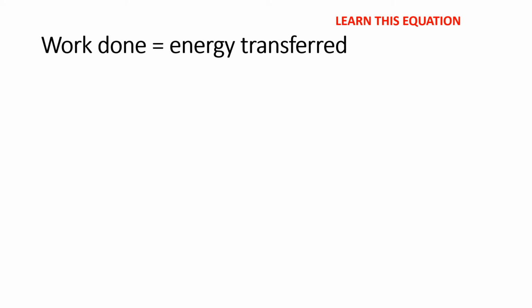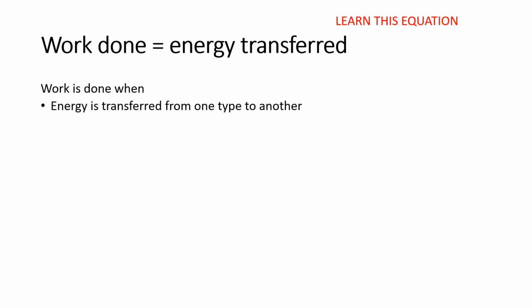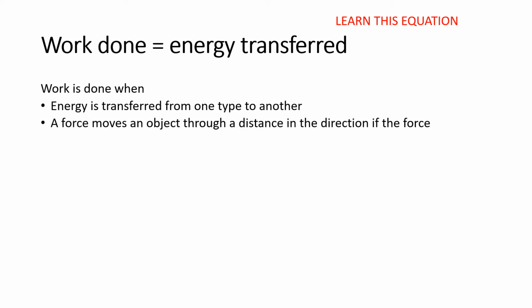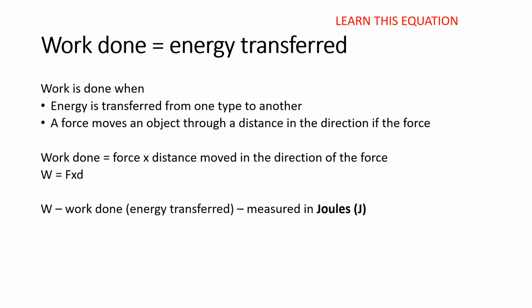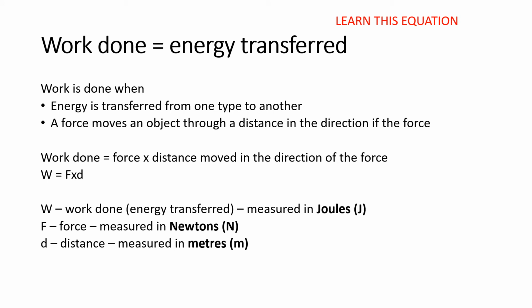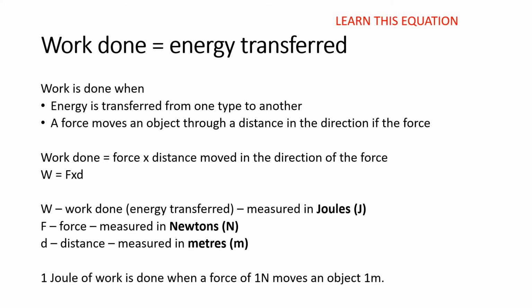Work done is equal to the energy transferred. Work is done when energy is transferred from one form to another, or when a force moves an object through a distance in the direction of the force. So we have an equation. Work done equals force times distance moved in the direction of the force. Work, or energy transferred, is measured in joules. Force is measured in newtons, and the distance moved is measured in meters. 1 joule of work is the work done when a force of 1 newton moves an object through 1 meter.